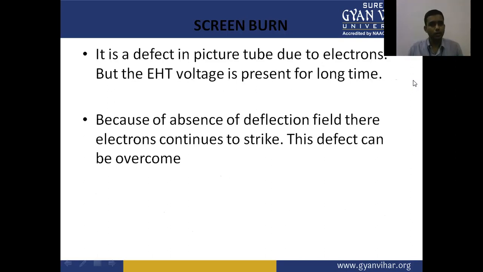Screen burn. It is a defect in the picture tube that occurs when the EHT voltage, extreme high tension voltage, is present for a long time. Because of the absence of the deflection field, the electrons continue to strike the same spot. This defect can be overcome.